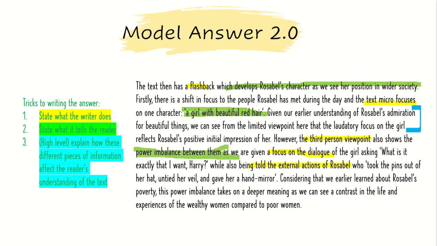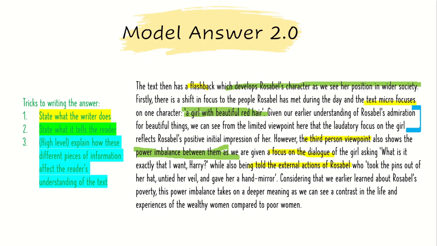Your green and your yellow are holding hands. You should always, immediately after stating what the writer does, state what it tells the reader, or immediately after telling us what the reader is told, state how the writer does it. Those two need to immediately follow on from one another. Of course, you're only going to be able to get 7 or 8 out of 8 with the blue if you've already got the yellow and the green right.